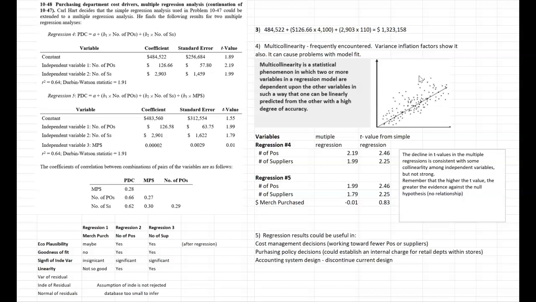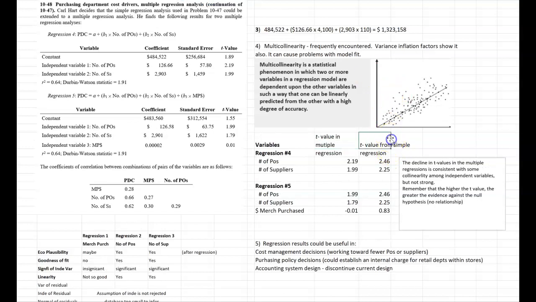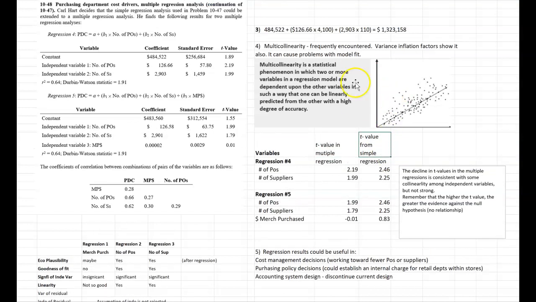Okay, and what multicollinearity does is it gives you problems with coming up with a model that fits really well. Okay, so these numbers here are from the multiple regression. And this is the t-value here from simple regression. Okay, so 2.19, 2.46 for the number of purchase orders. And the decline in the t-values in the multiple regressions is consistent with some multicollinearity among the independent variables, but it's not really that strong.